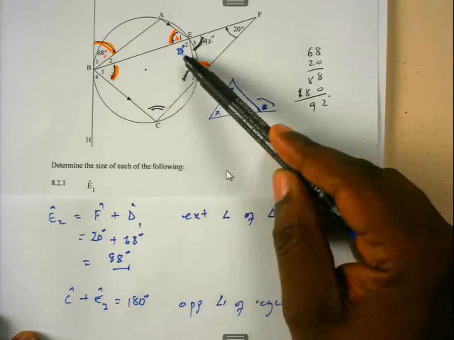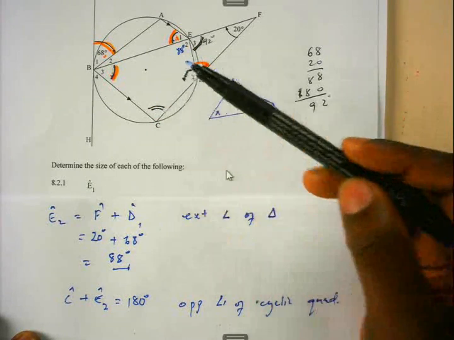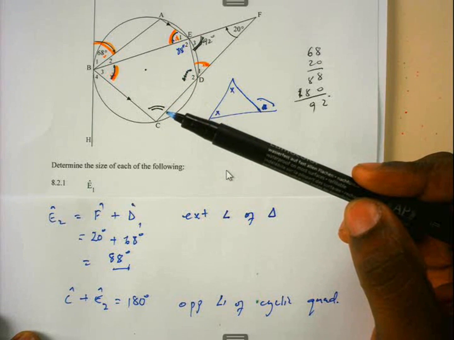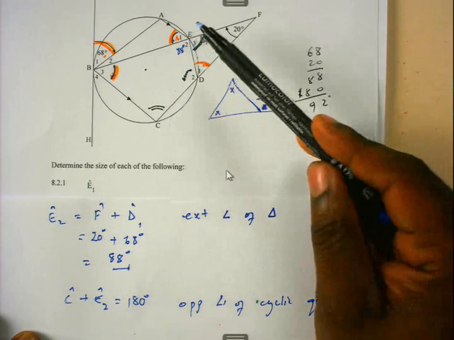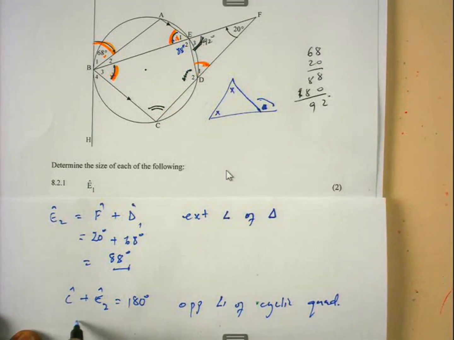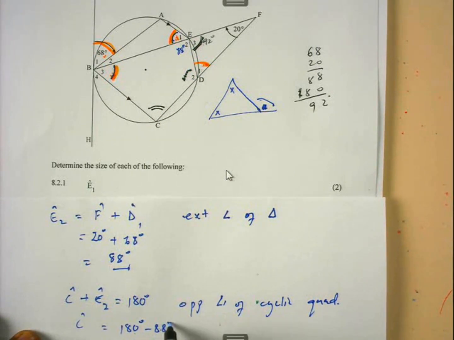Angle E2 plus angle C must give us how much? 180 degrees, because they are opposite angles of a cyclic quad. Already angle E2 is 88. So we write angle C will be equal to 180 degrees minus 88, the additive inverse there. And therefore angle C is equal to 92 degrees.